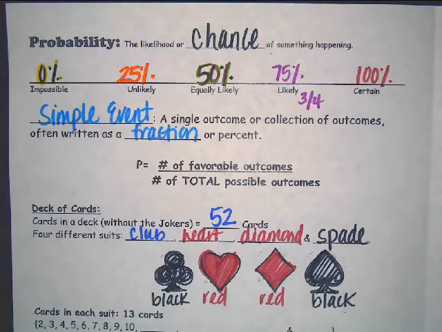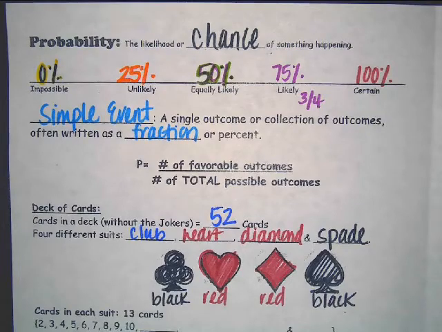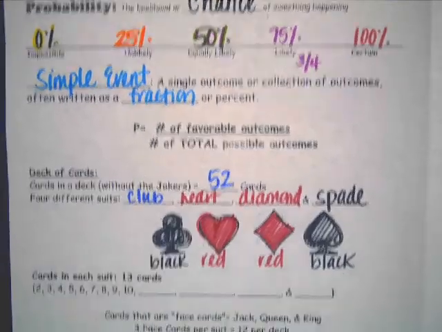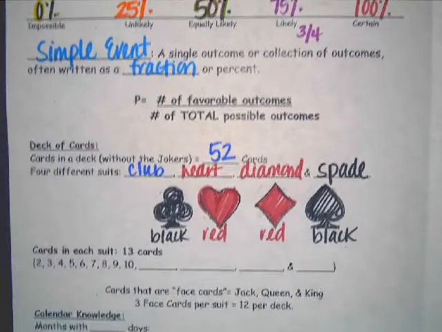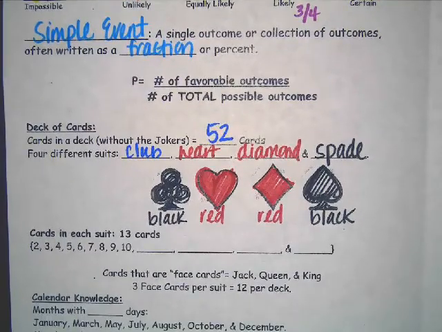about probability. When working with probability, we usually are talking about a deck of cards. What we need to know about a deck of cards is that cards in a deck without the jokers contains 52 cards. There's going to be 4 different suits. We have clubs, hearts, diamonds, and spades.